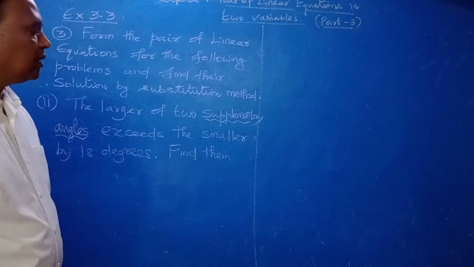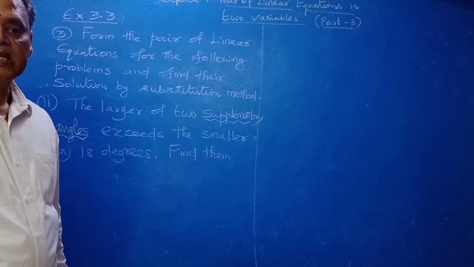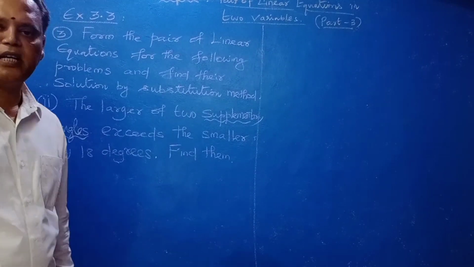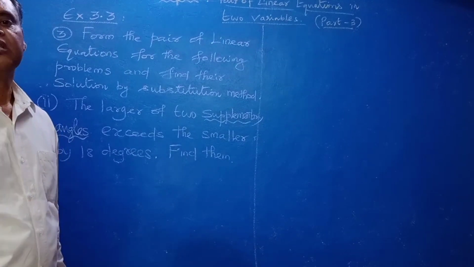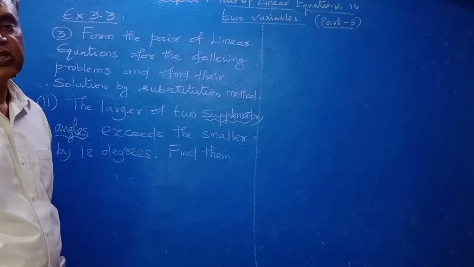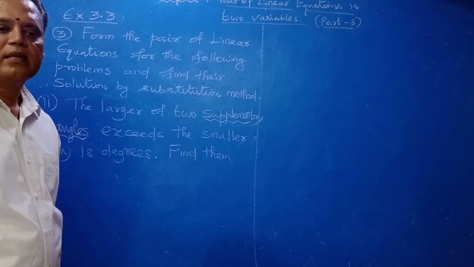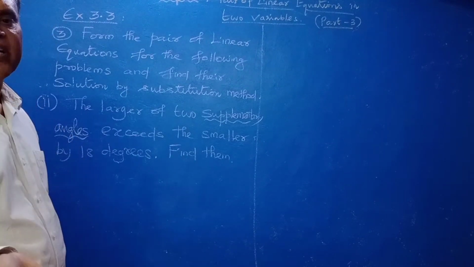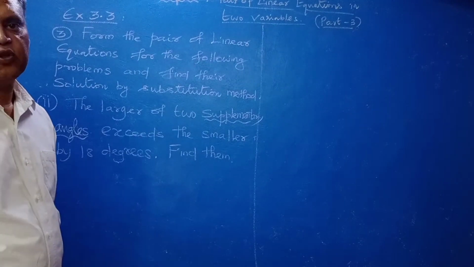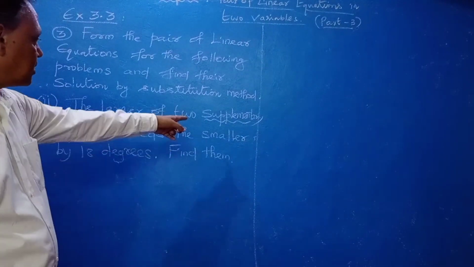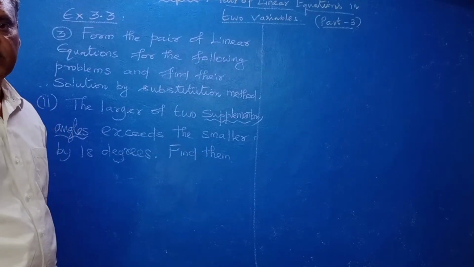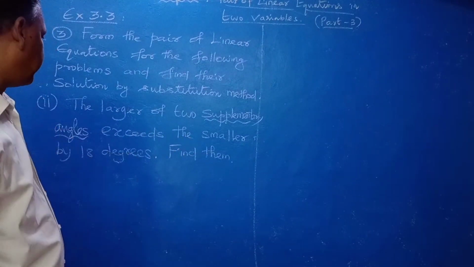The sum of the two angles is 180 degrees. If the sum of the two angles is 180 degrees, then the two angles are called supplementary angles. What are complementary angles? If the sum of the two angles is 90 degrees, then the two angles are called complementary angles. So always remember the concept, then only you can write a statement. Okay, you can form the mathematical statement.